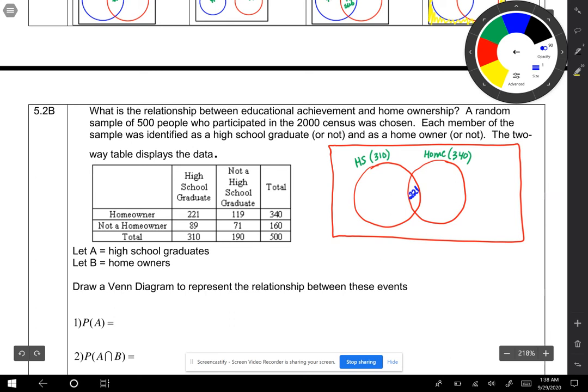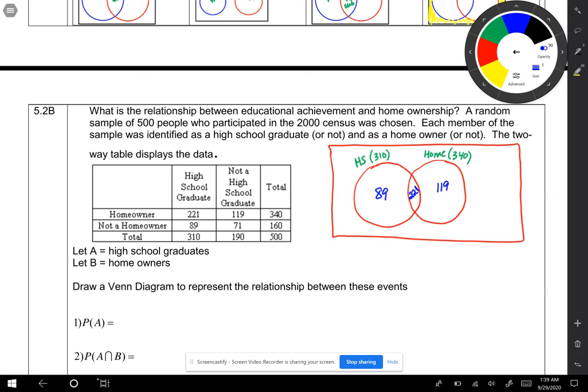Well, we know there's a total of 310 high school graduates. So subtract 221 from 310, and that'll give you 89 here. And there's 340 homeowners. So subtract 221 from 340, and you get 119. Add those numbers together and subtract the overlap. So add 89 plus 221 plus 119, subtract any overlap, and you will get 71 here.